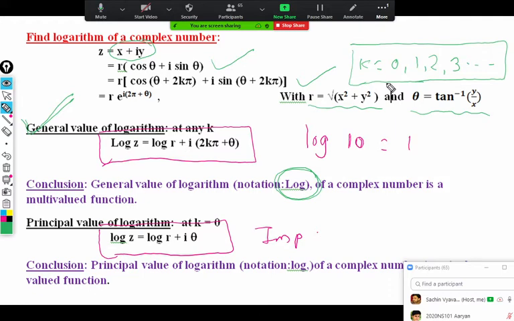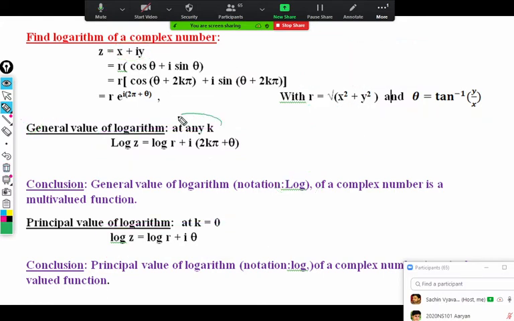When we say a general log, this we say for any value of k. It indicates that k can be 0, 1, 2, 3. So in general, we are writing this. So this is a general log. So for log of that z, we get a multi-valued function. It gives us one to many. It is a one to many function there. So that is about the general log.